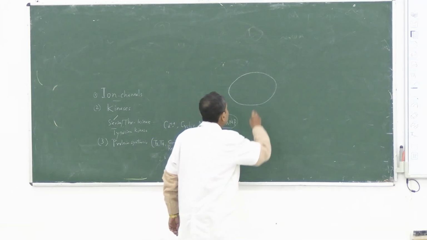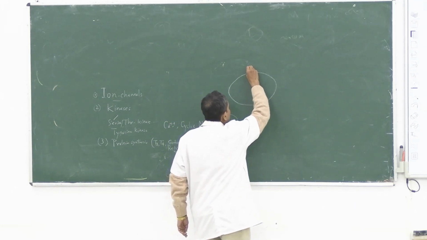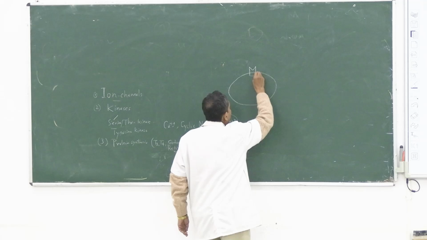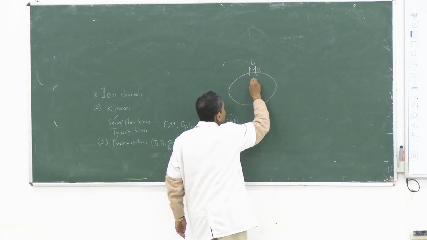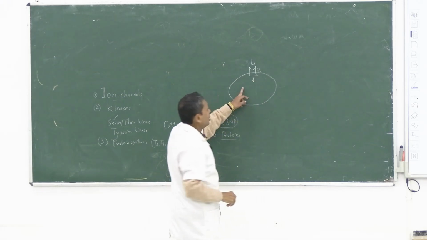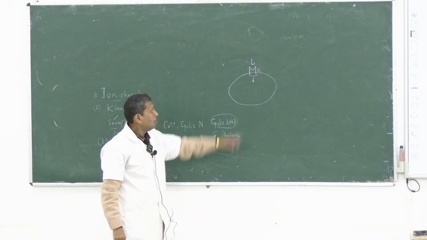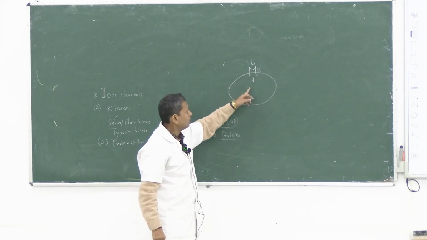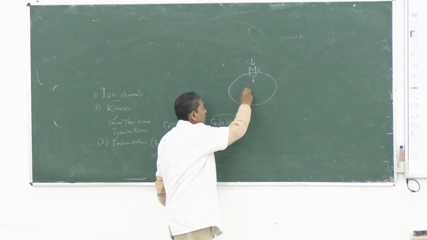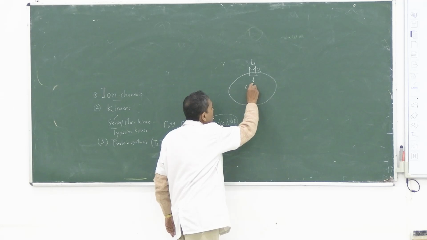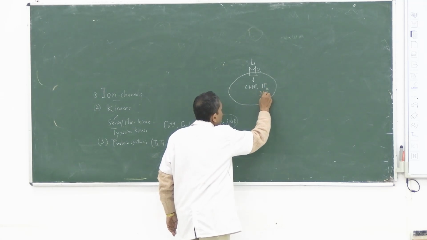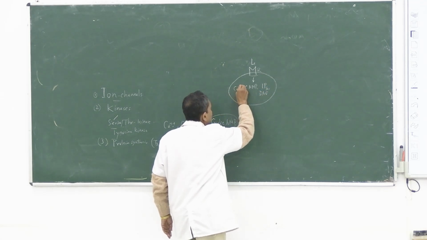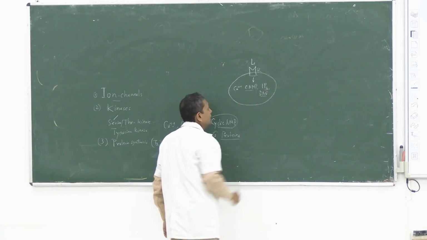So the hormone, or ligand, is the first messenger, and when it binds the receptor, some messengers are produced, which are the second messengers. The important second messengers are cyclic AMP, inositol triphosphate, diacylglycerol, and calcium can also be included. These are the important second messengers.